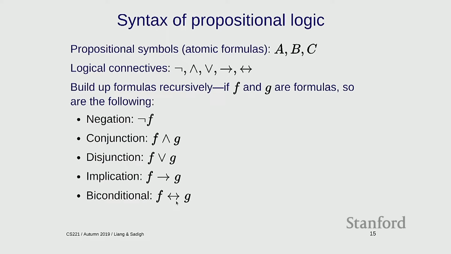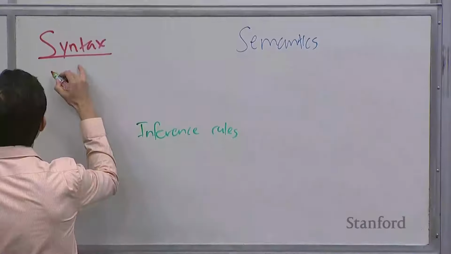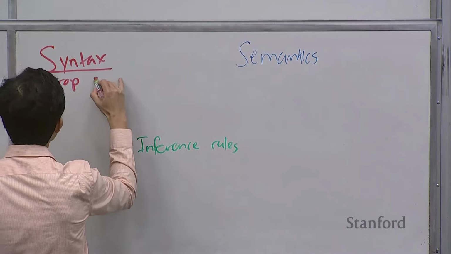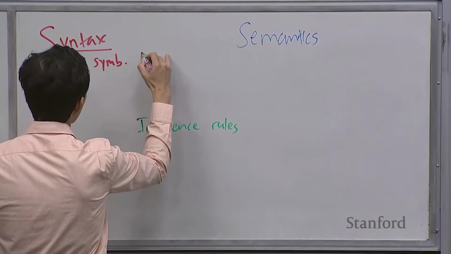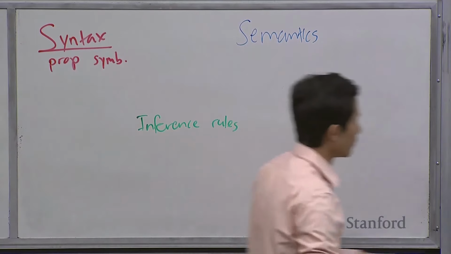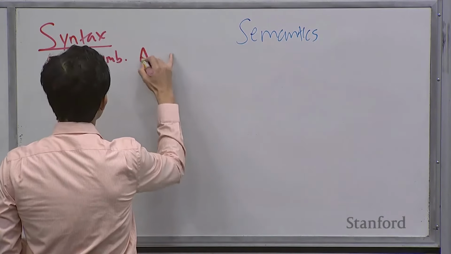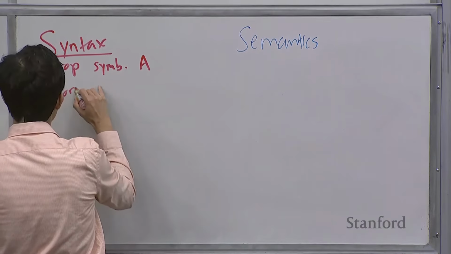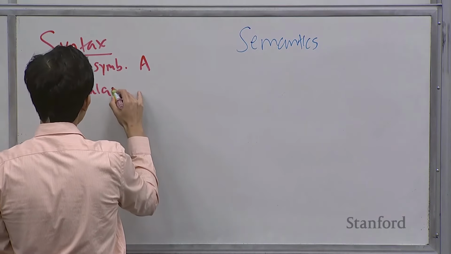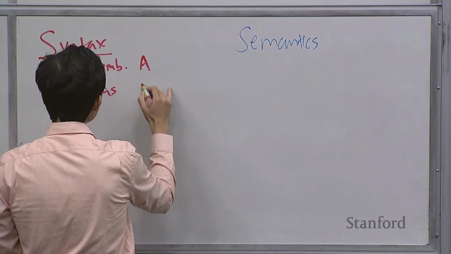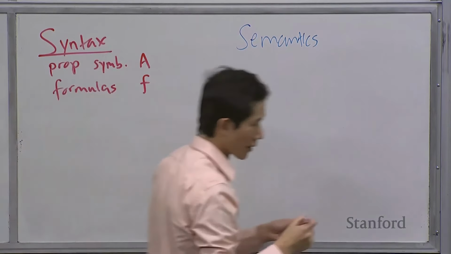Okay, so the key ideas here are we have propositional symbols. I'm going to move this down since I'm going to run out of space. So these are things like A. That gives rise to formulas in general, which is going to be denoted F.